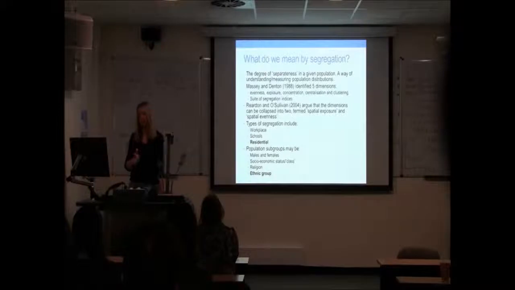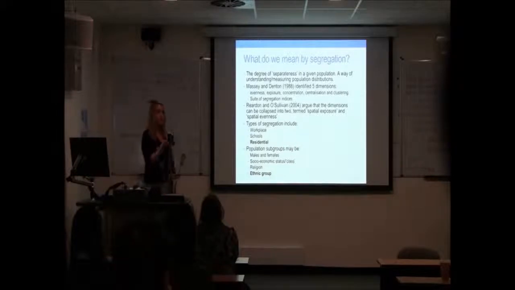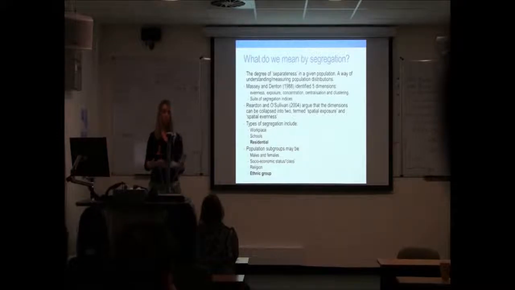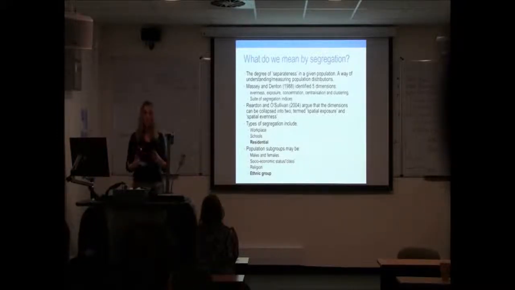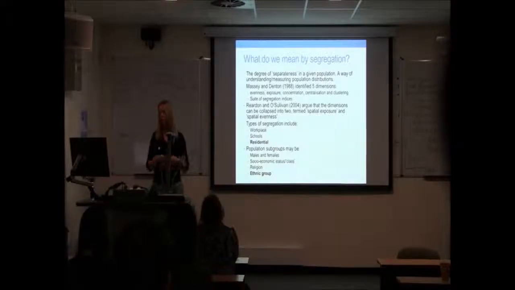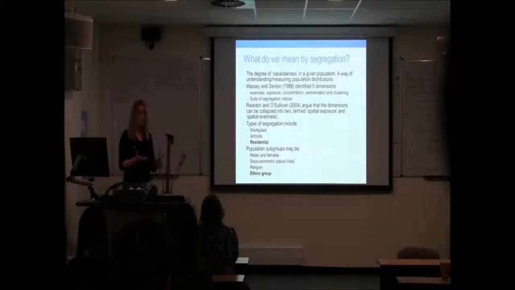Now Reardon and O'Sullivan in 2004 complicated matters a little bit and actually argued that those 5 dimensions could be collapsed into 2, and they termed that spatial exposure and spatial evenness, and that's something we'll come back to later. Now, types of segregation. There could be segregation in a workplace, segregation in schools, or residential segregation, which we're probably most familiar with. Population subgroups, so the people that could be segregated, if you like, could be males and females, socioeconomic status or class. One could be segregated by religion or by ethnic group, and it's ethnic group segregation and residential segregation that's the focus of this talk.